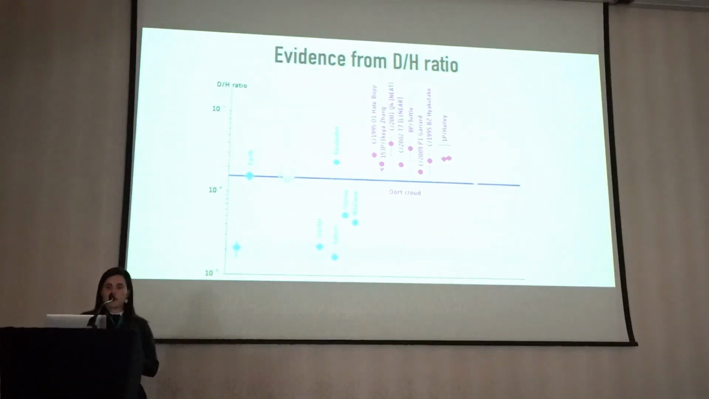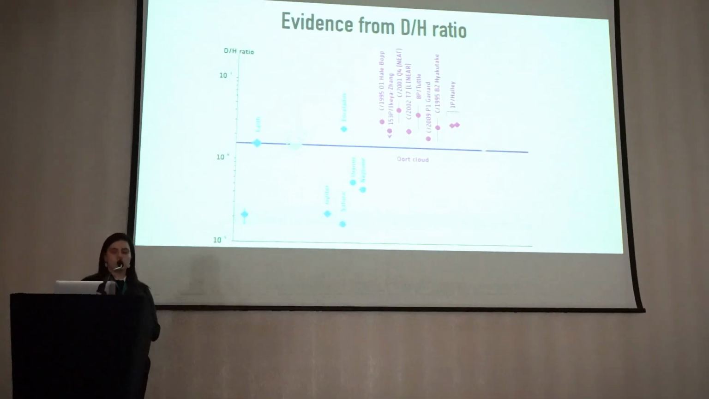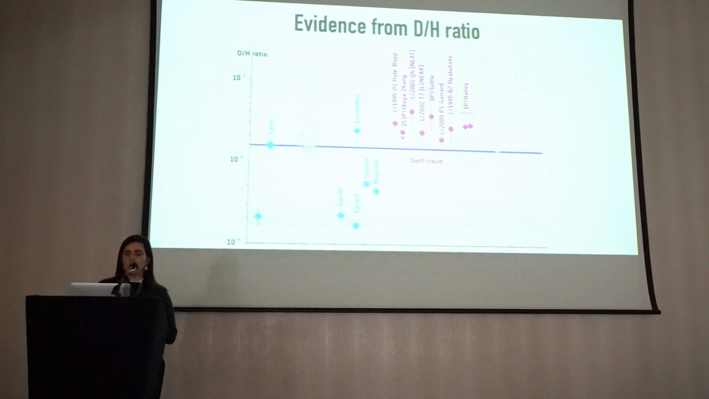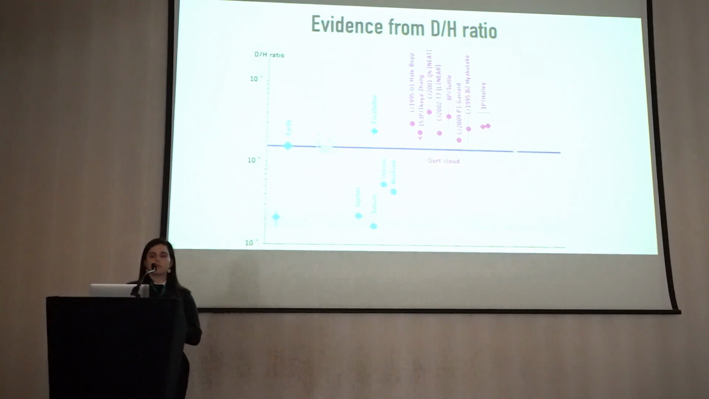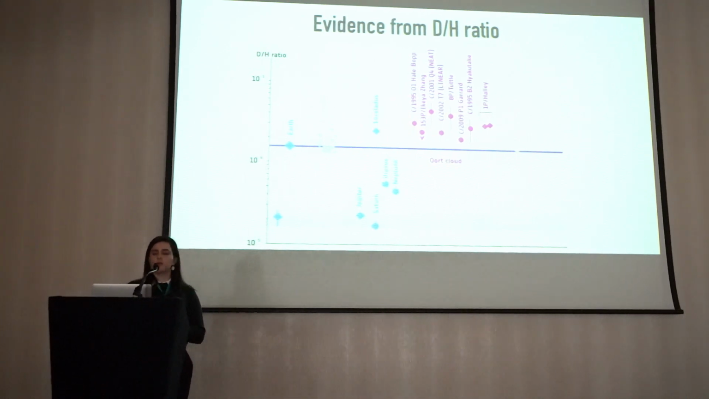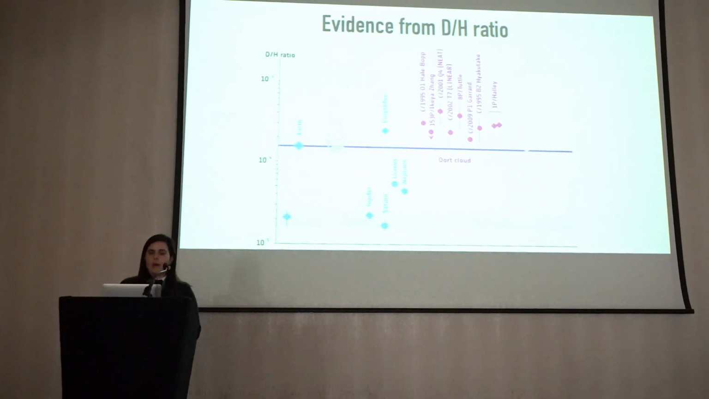One of the main motivations for some of the recent cometary missions has been to measure the D/H, the deuterium to hydrogen ratio, in comets, because it was suspected that it's similar to the D/H ratio of the oceans on Earth, which suggests that comets have delivered the water which formed the oceans on Earth.